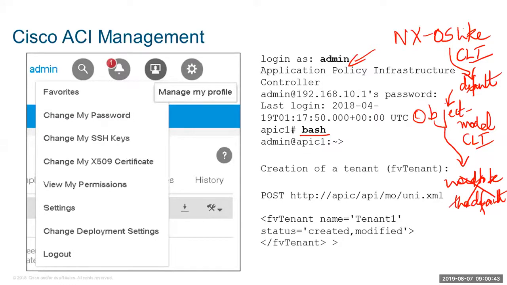Okay. So this is basically just showing you how you can switch to the object model-based command line. And you can see how they're actually using modeling, which is specifying the name of the tenant, unlike how you would have done it in the NXOS command line.